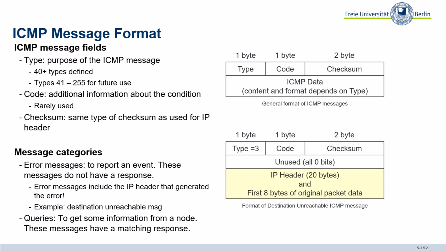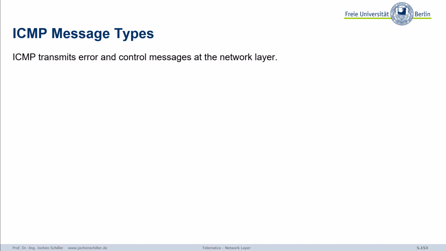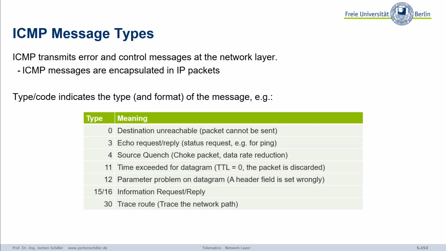Okay, so very simple format, 2 different categories, error messages and queries. ICMP transmits all these error and control messages on layer 3. So we already need IP packets, so we encapsulate ICMP in IP packets. And with the type, we can say, okay, what type of ICMP message it is. So our well-known ping uses type 3, that's officially called echo request, echo reply, or 11 is well known, so it's TTL equals 0, the packet is discarded and the router sends back an ICMP message. Then there are some more.